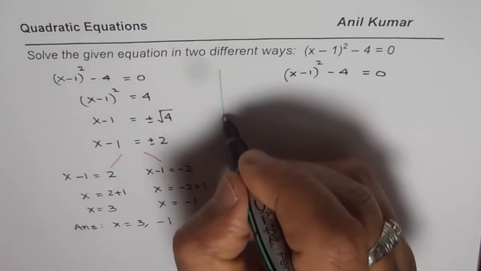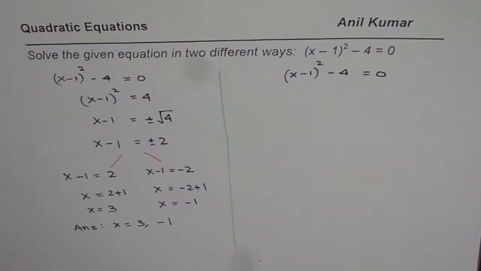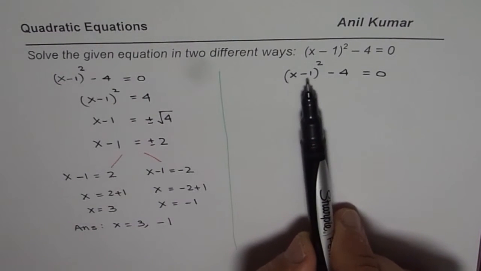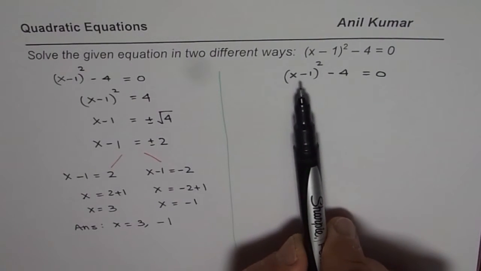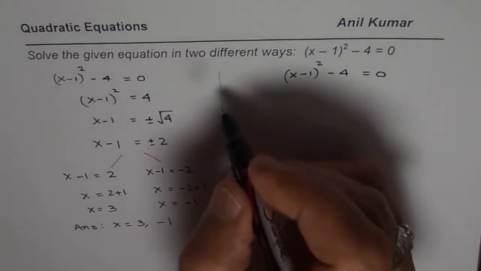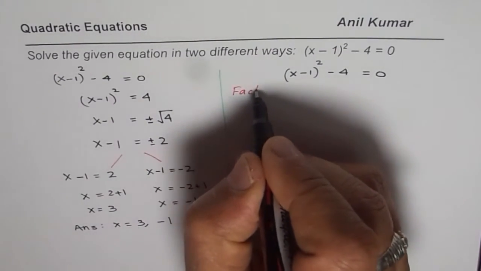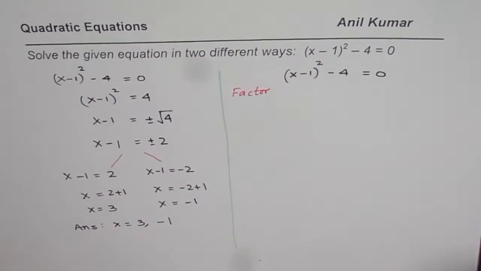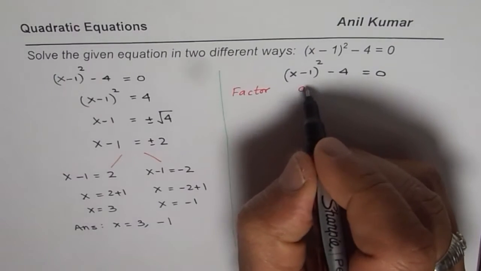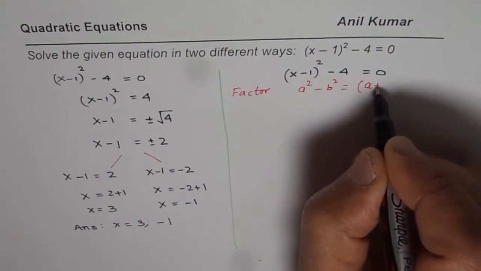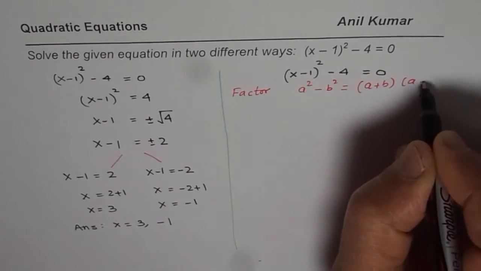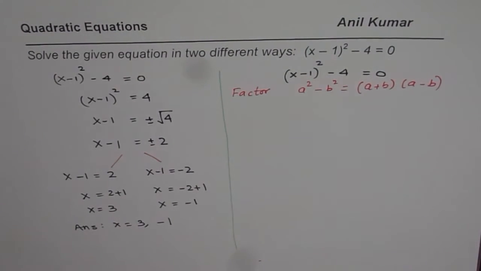Now, alternate methods. There could be many alternate methods. One of them is you could expand this and apply the quadratic formula. But here I will use factoring, which is a very efficient way of doing things. If you remember, what is a² − b² equal to? I could write this as (a + b)(a − b), right? I hope that gives you a hint of how to solve this question using factoring.